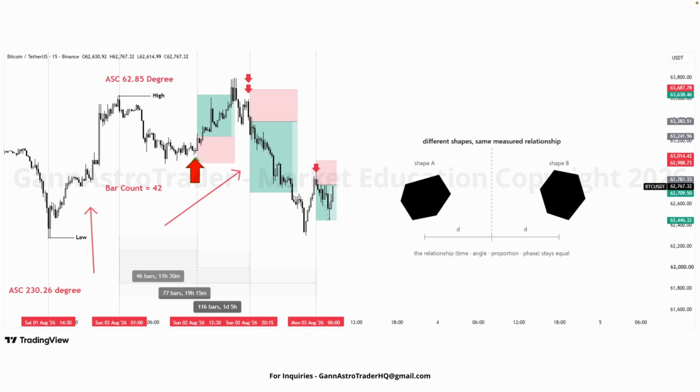When we talk about symmetry in markets, we are not saying that the future must perfectly reproduce the past. A symmetrical relationship could appear through time, angle, proportion, or phase, while the actual price movement may look completely different. So the purpose of symmetry is not to force the market into a predetermined pattern. It is to identify relationships that can be measured and then tested against what actually happens.